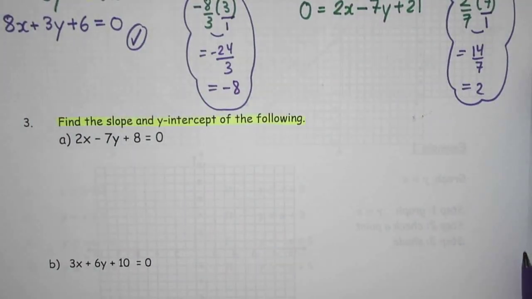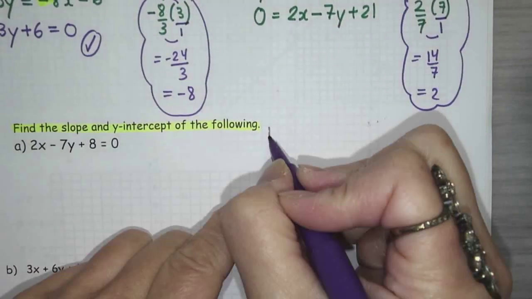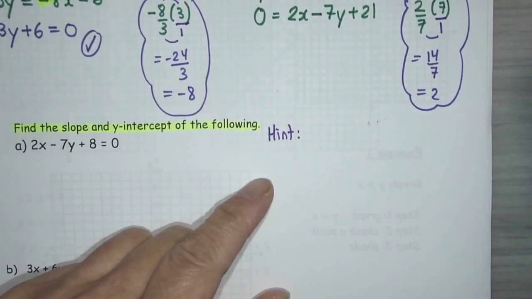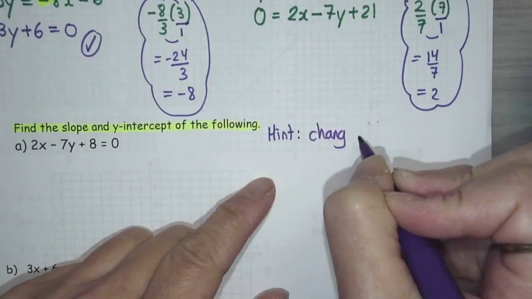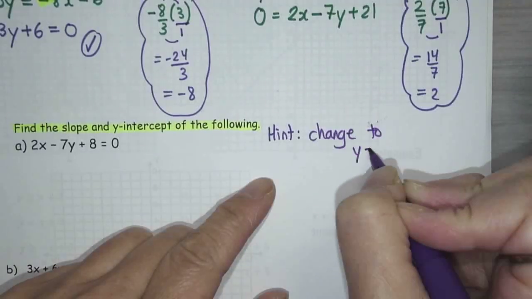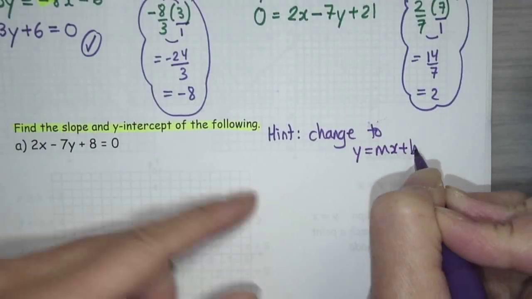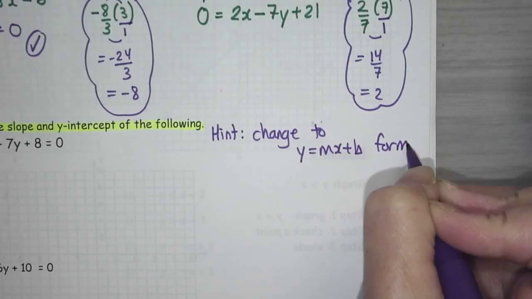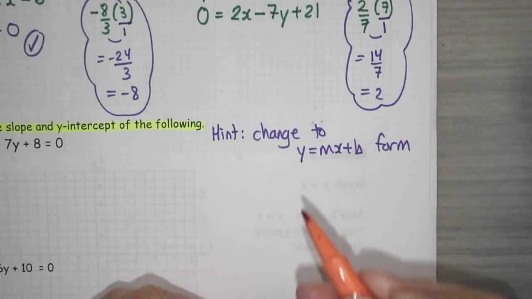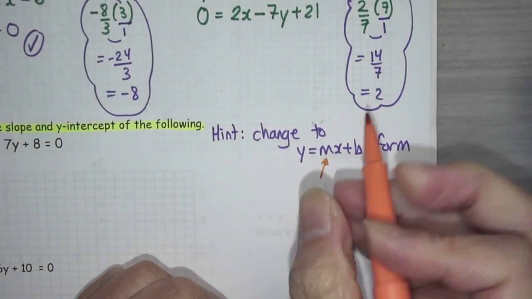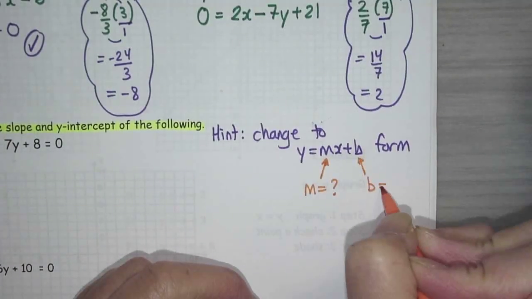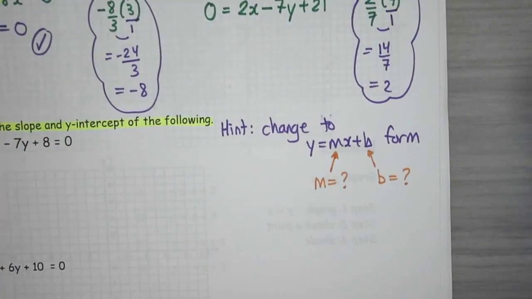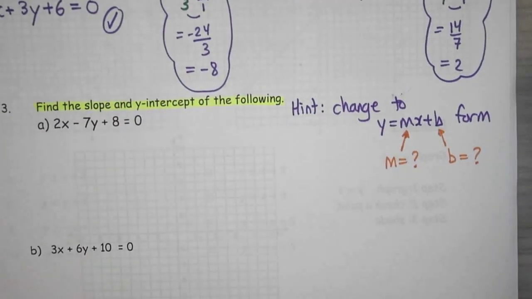When you see that, my hint to you, and we may or may not give you a hint on a test, is to change it to y equals mx plus b form. That's my hint to you. The reason that's important is that if you change it to this form, you can get the slope, and you can get the b, which is the y-intercept. So that would answer all your questions. So let's do that first.